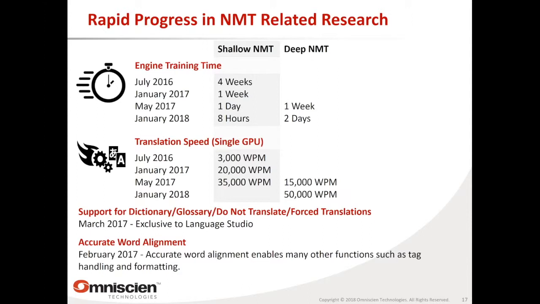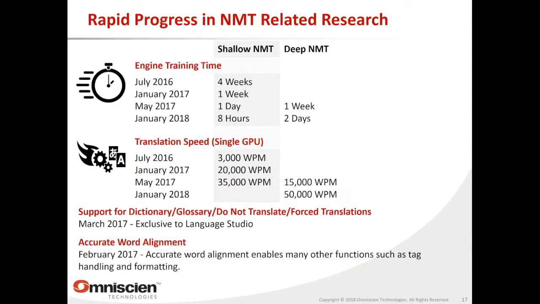We've also last year added the ability to do forced phrases and forced translations, so things like dictionaries, glossaries, and do not translates. And we've managed to get very accurate word alignment, which is very important when you're mapping formatting from source and target to know where words moved and what happened to them. So all of these are really crucial developments that have made a significant advance.